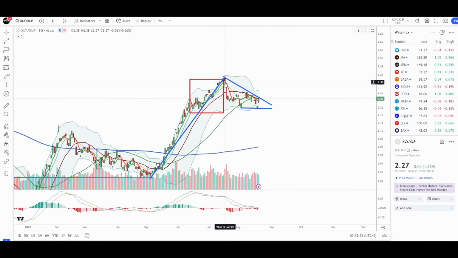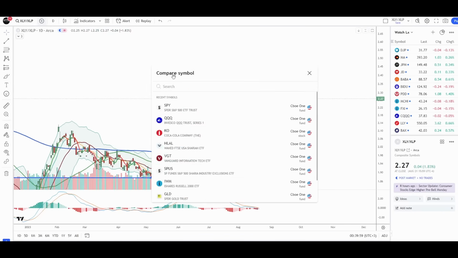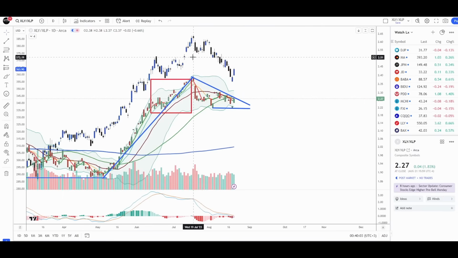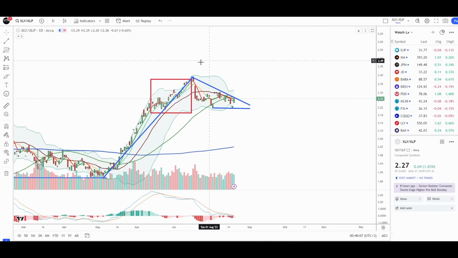And so far, since that high on July the 19th, this was actually the NASDAQ high. I remember that off by heart, in fact. Let me add the NASDAQ. Boom, look at that, July 19th. That was the high in the NASDAQ. Since then, we had underperformance of the NASDAQ to the S&P and underperformance of discretionary relative to the staples.